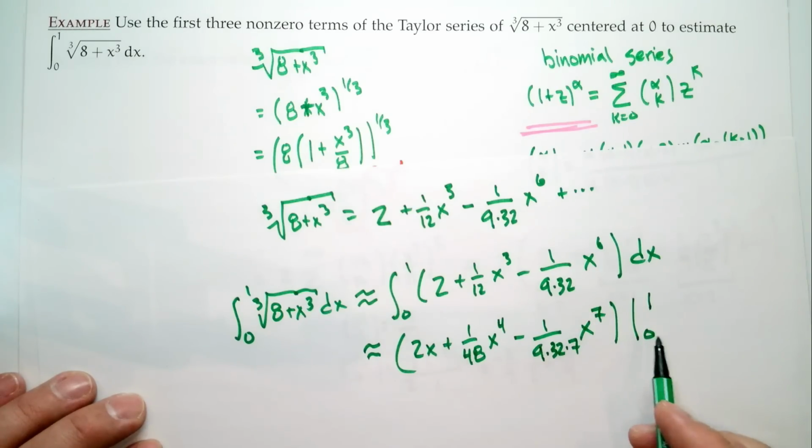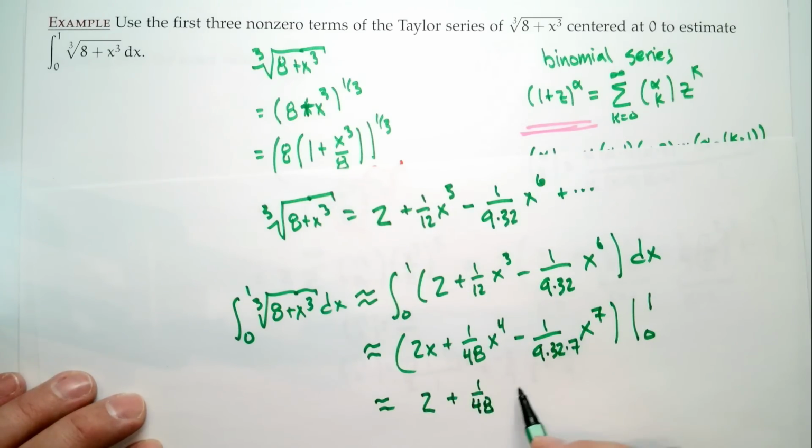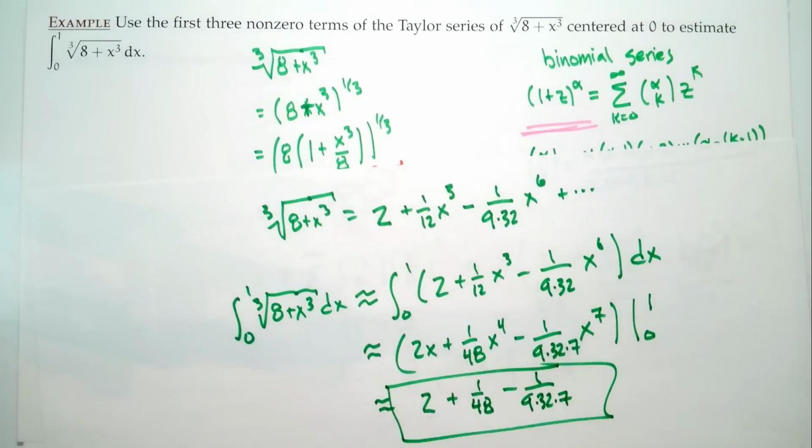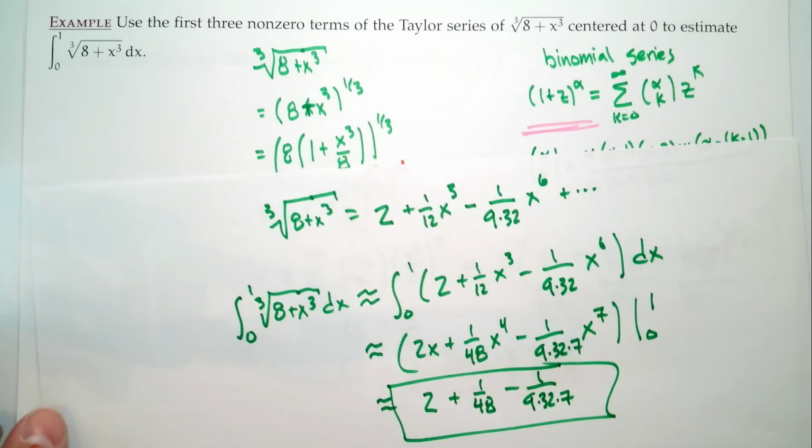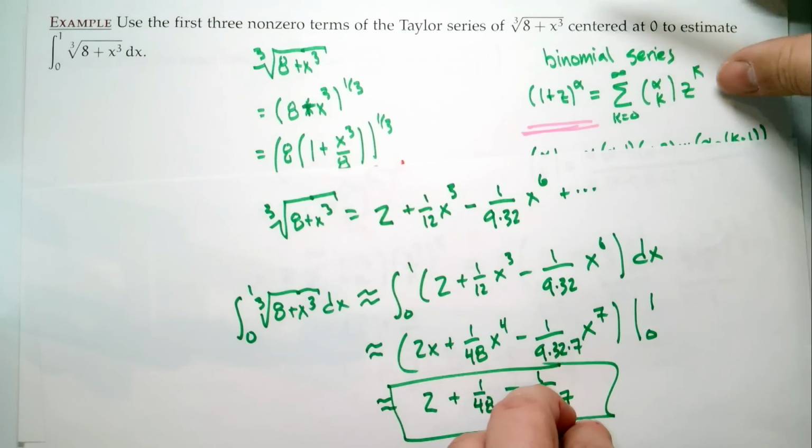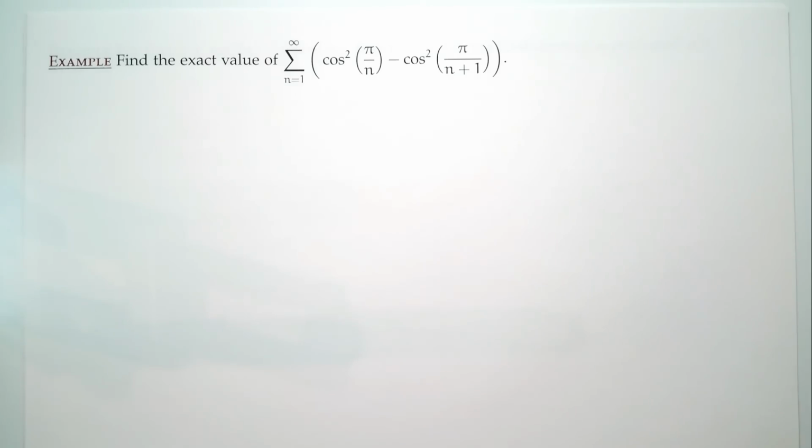Plug in 0, you get 0. Plug in 1, you get the coefficients: 2, 1 over 48, and minus 1 over 9 times 32 times 7. And that's our approximation. All right. So this one's a little bit more challenging, but it's a good one to do. There was a problem not too far off from this on the final exam last semester. So it's a good one to be able to do.